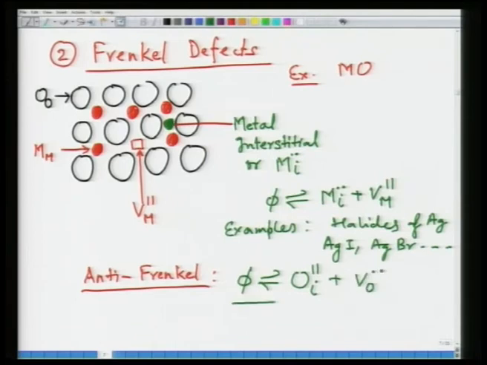Again, site, charge, and mass balance have to be maintained. It is just that in case of Frenkel you have metal vacancy and metal interstitial formation. In case of anti-Frenkel you have oxygen interstitial and oxygen vacancy formation.